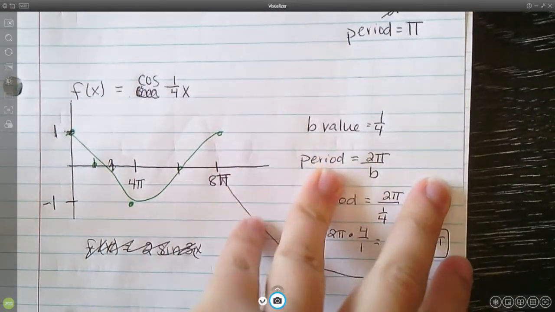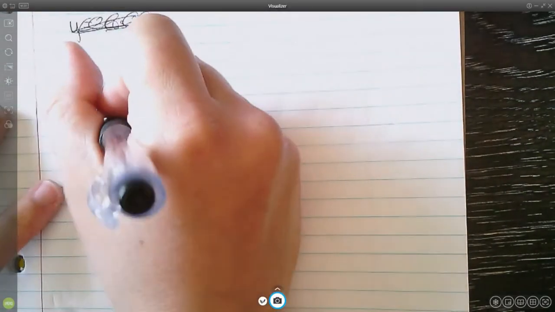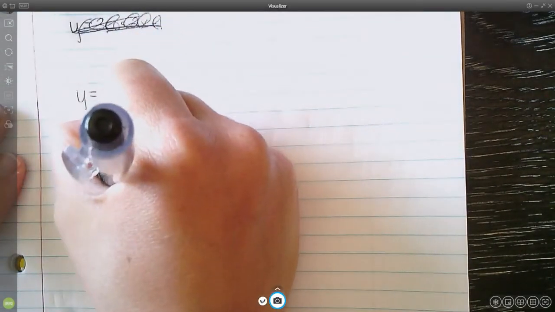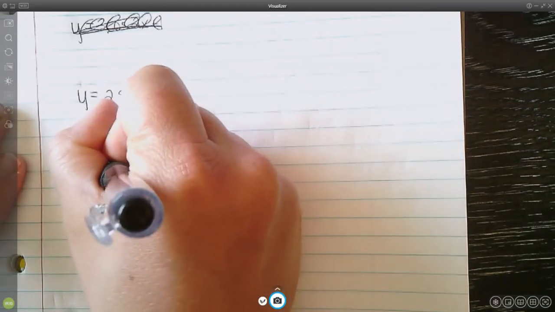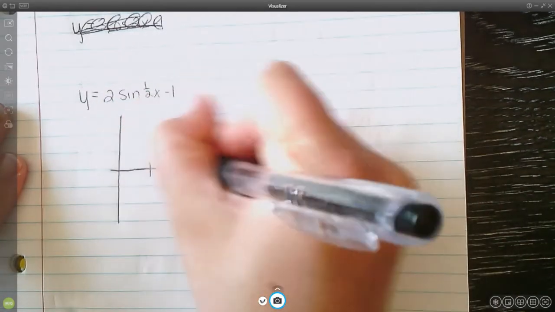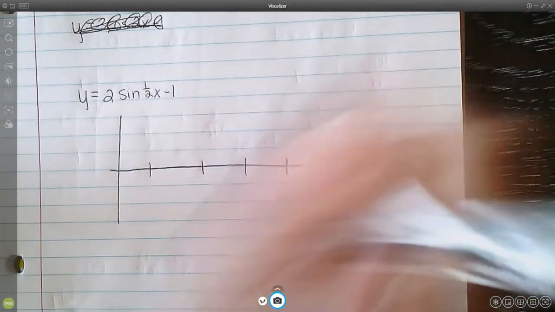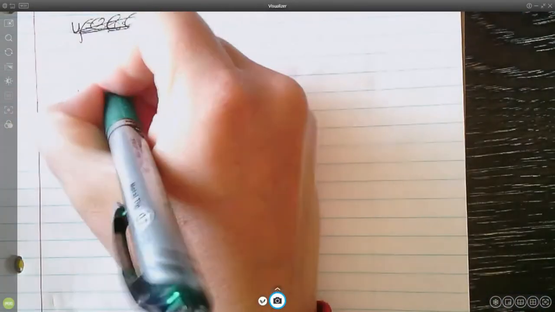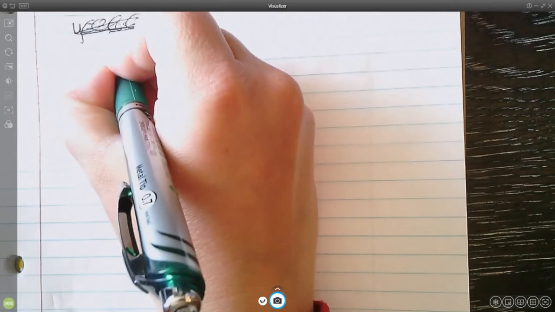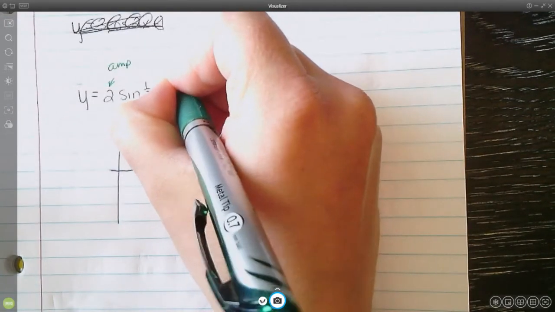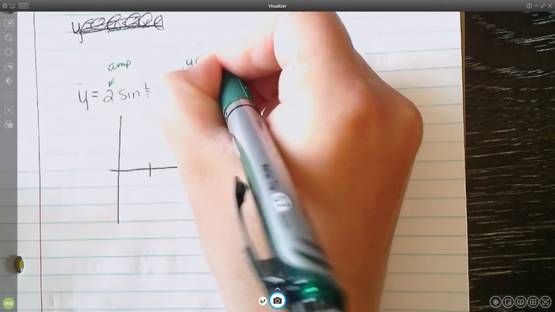All right, we have one more example, and this is actually the last one in your homework. You have 4 problems for homework, and this is the 4th one. So let's see. Okay, so this one has all sorts of stuff in it. So we have the amplitude, which is 2. We have a y displacement of -1.